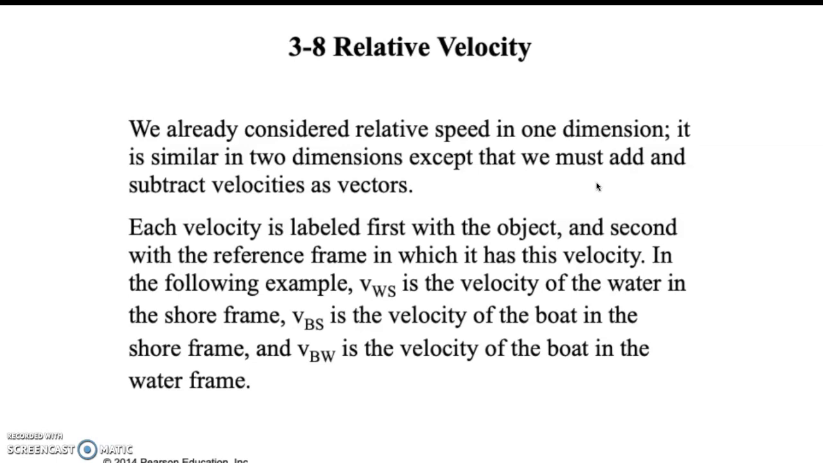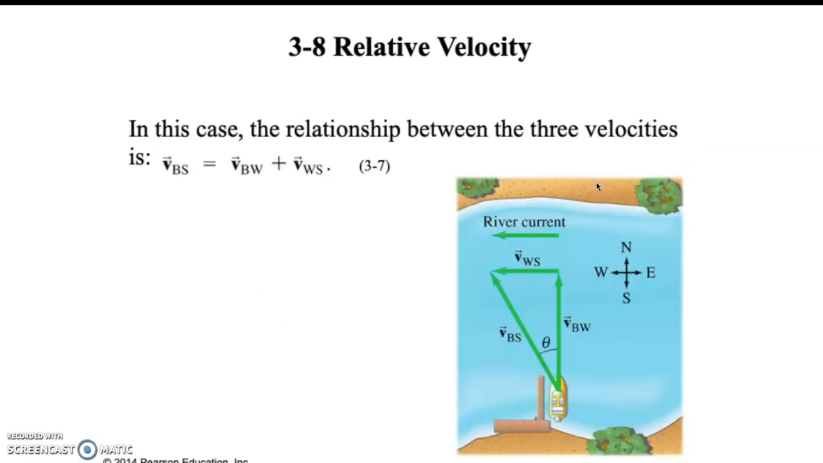VBS is the velocity of a boat with respect to the shore, and VBW is the velocity of the boat in the water's frame of reference. So that's what some of the labeling is going to mean. Obviously, if you come up with your own way to label things, that would probably be best. So here's an example. We have the three velocities.